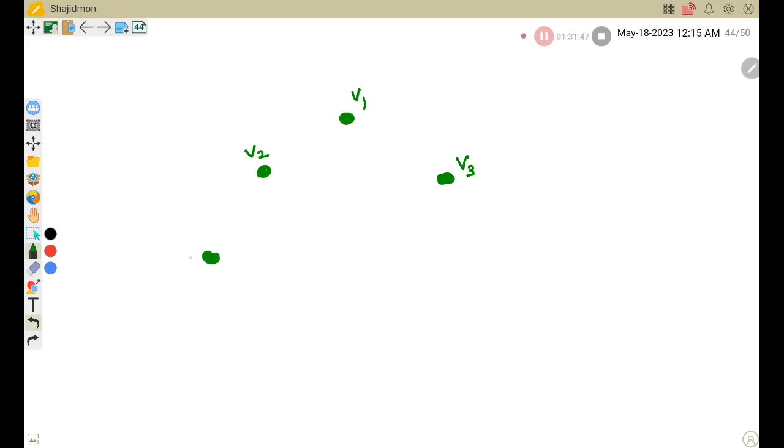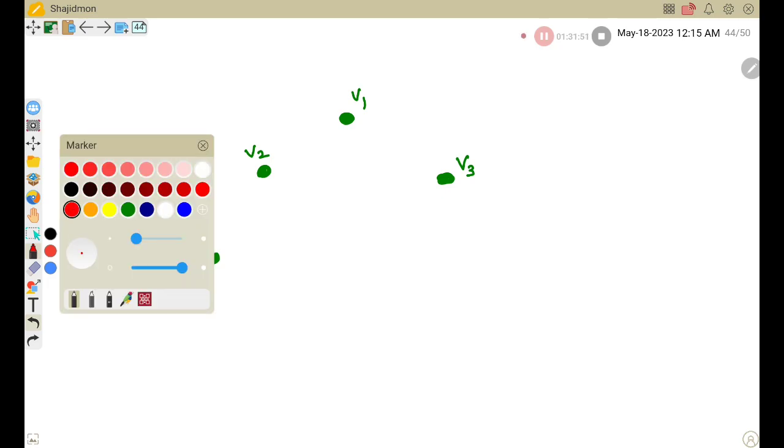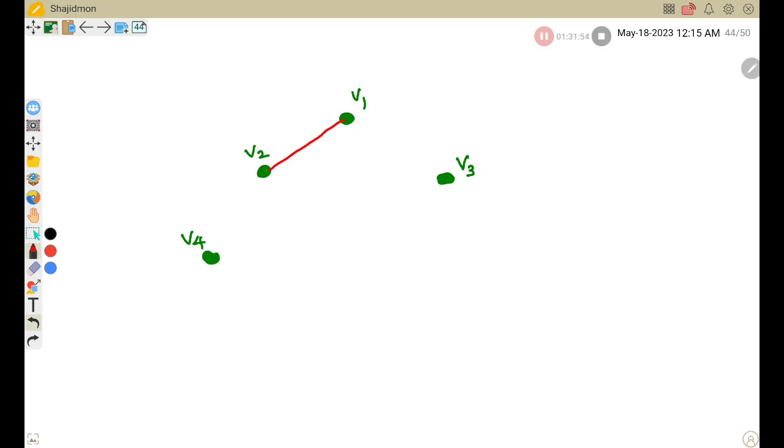Okay, so V4 here. We need to draw a full binary tree, so all the vertices should have 2 children. This vertex has 2, this vertex also 2, and this also we have 2. This also we have 2. So here the terminal vertex, terminal vertex, terminal vertex.